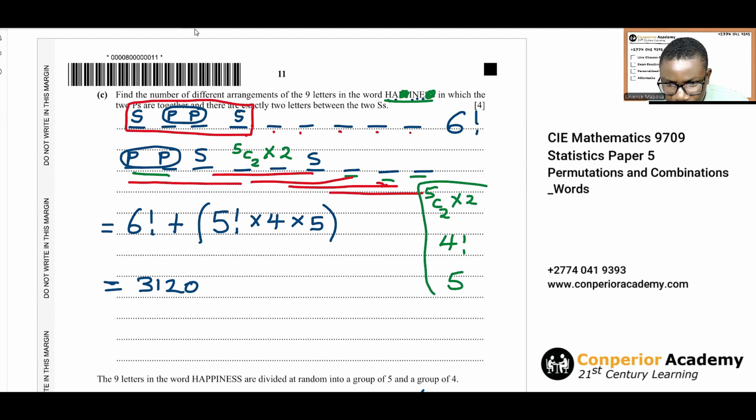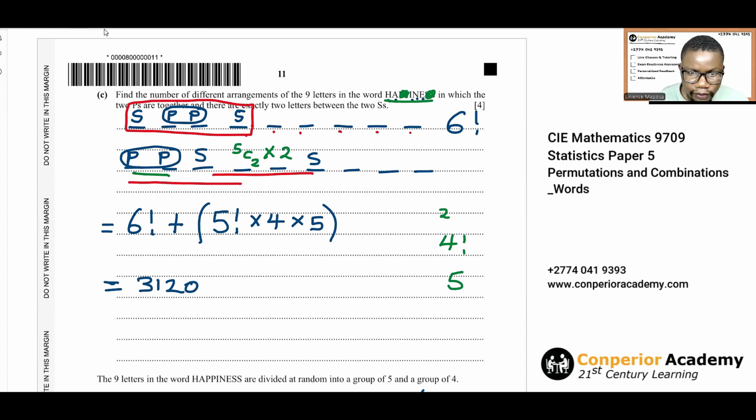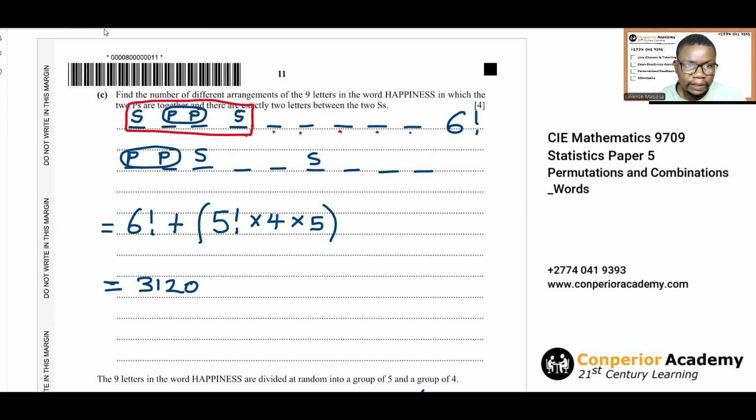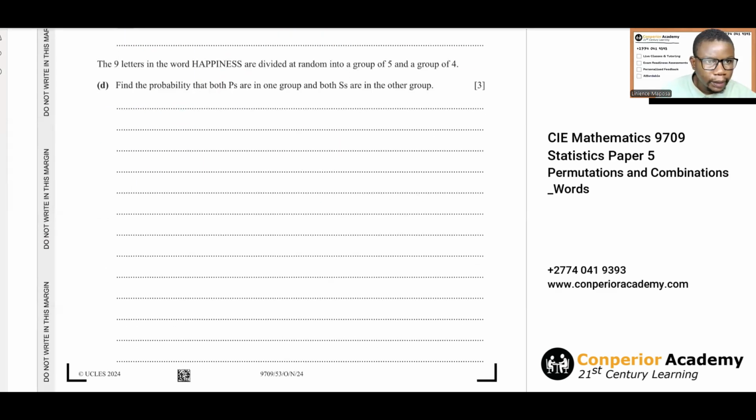And then I just need to combine this. So let me put this in my calculator and see what I have. I have 5 choose 2 times 2 times 4 factorial times 5, then plus the ones up there, which is 6 factorial, and I get the same answer, 3,120. So that's another way of looking at it. So there are 2 different ways in which you can look at it. It just depends what comes to mind in the exam, really. So think about it whichever way. We have 3,120 ways of arranging them. Let's look at the next question.